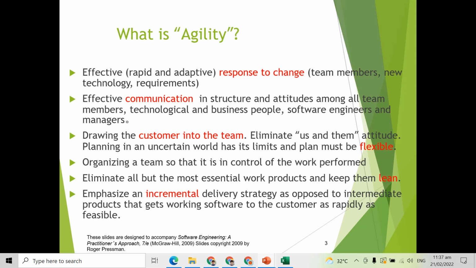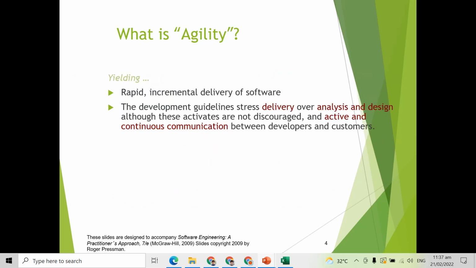Organizing a team so that it is in control of the work performed, eliminate all but the most essential work products and keep them lean. Emphasize incremental delivery strategies as opposed to intermediate products that get working software to the customer as rapidly as feasible. So, yielding rapid incremental delivery of software, the development guidelines stress delivery over analysis and design, although these activities are not discouraged, and active and continuous communication between developers and customers.